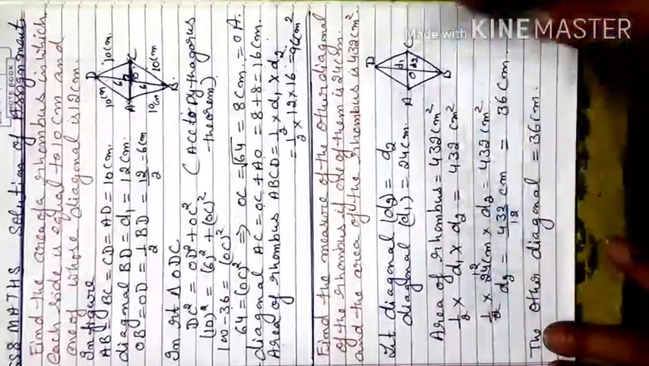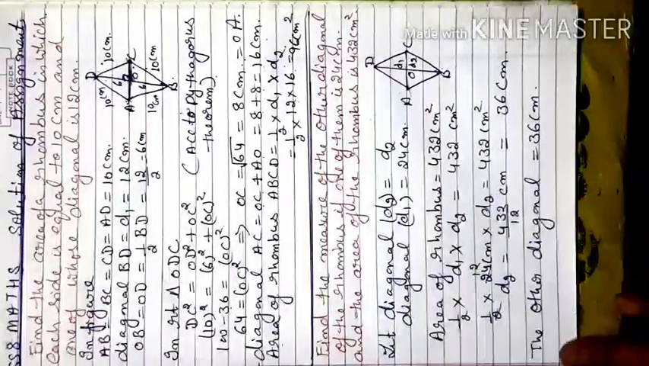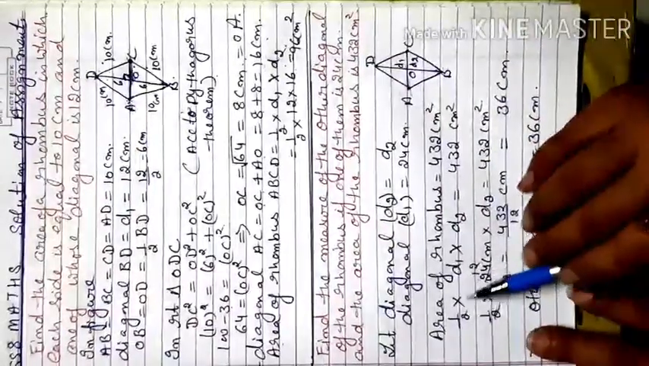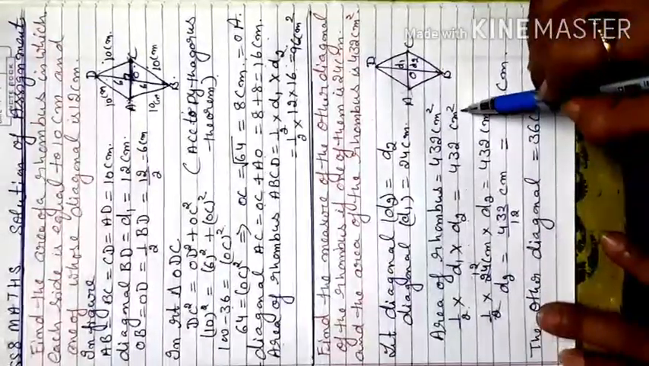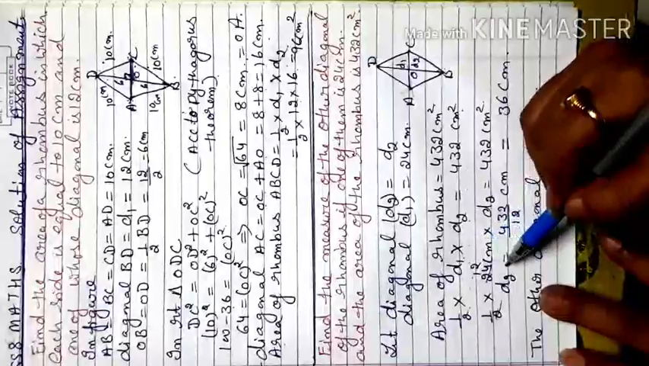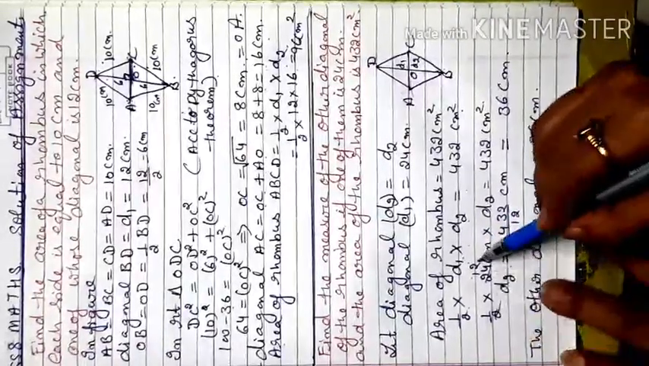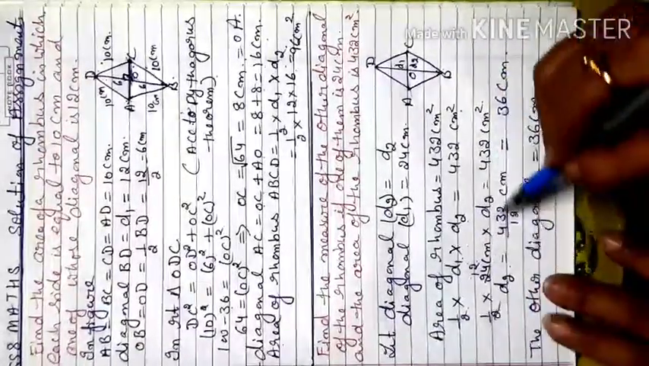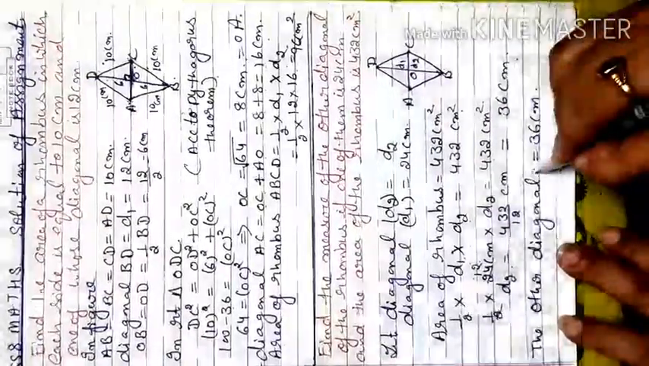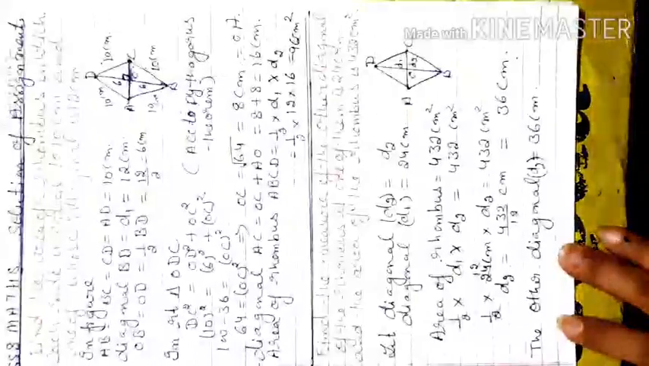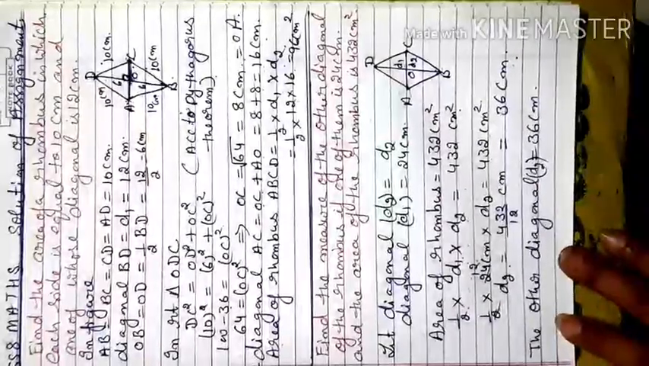Because the measurement of the side is not given to me, we can go with the formula. Area of rhombus is half into D1 into D2 is equal to 432 centimeter square. So if D1 is 24 centimeter, 2 12s are 24, then 432 divided by 12 gives me 36 centimeter. So the other diagonal D2 is equal to 36 centimeter. That is your required answer.